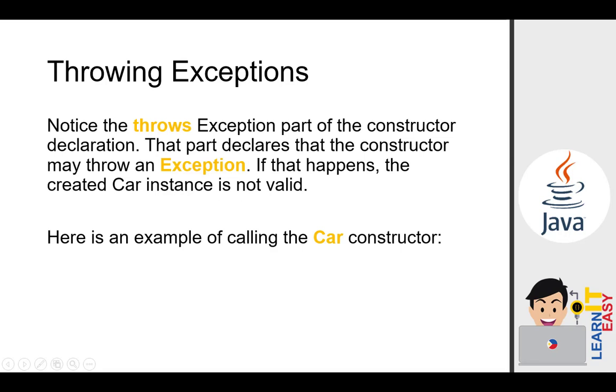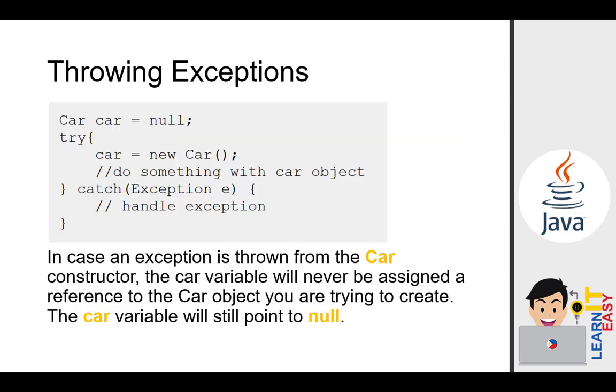Notice the throws Exception part of the constructor declaration. That part declares that the constructor may throw an exception. If that happens, the created car instance is not valid. Here's an example of calling the car constructor. So, since we have made the declaration earlier, this is what we do when we create an instance of the car class. In case an exception is thrown from the car constructor, the car variable will never be assigned a reference to the car object you are trying to create; the car variable will still point to null.